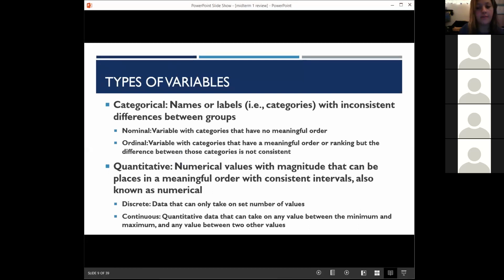So discrete is going to be data that can only take on a set number of values. Basically, they cannot be broken apart. You can't choose any number between the minimum and the maximum. There's only certain numbers you can pick. And then continuous means that it can basically take on any value between that minimum and the maximum. So any decimal, it doesn't matter, as long as it's within that range between the minimum and the maximum. That's what a continuous variable would be under quantitative variables there.